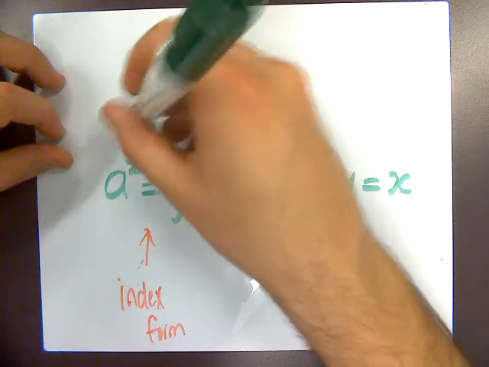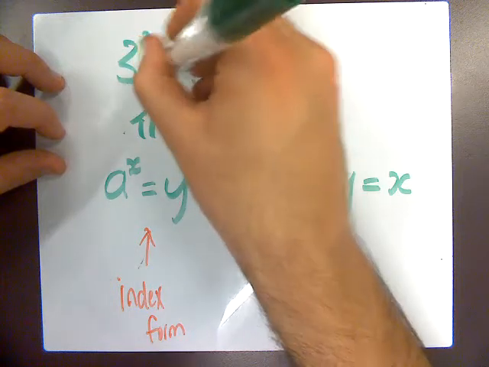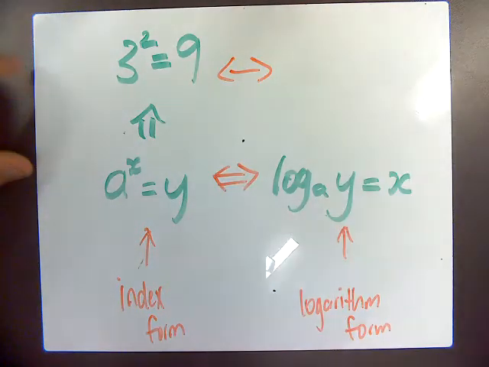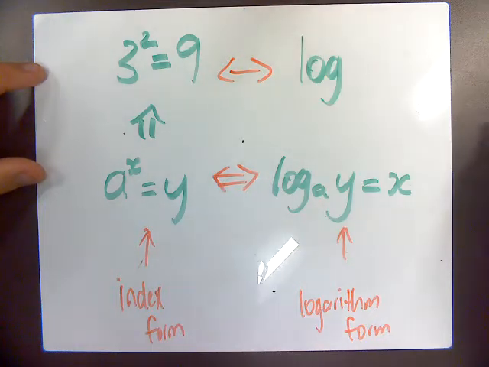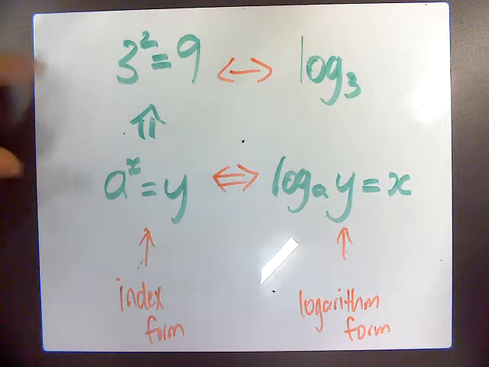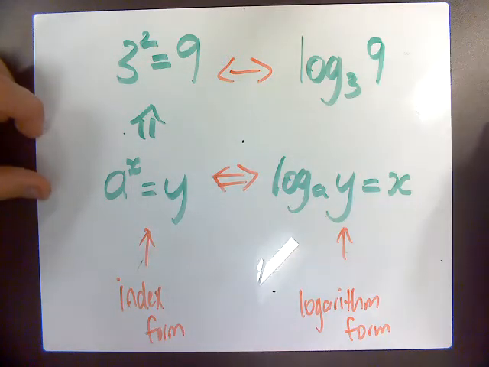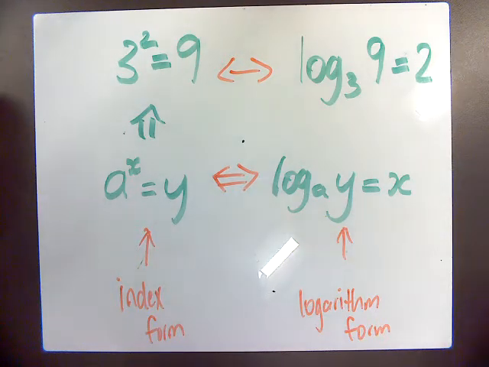Let's look at an example. If I have 3 squared equals 9, and I wanted to change that over to logarithm form, it's pretty straightforward. I just write log to represent logarithm. Our base goes down the bottom here. Then the next thing is whatever it equals on the right-hand side, in this case 9. And then we have our power on the other side of the equals sign. The way that we would read that would be: the logarithm of 9 to the base 3 is 2.